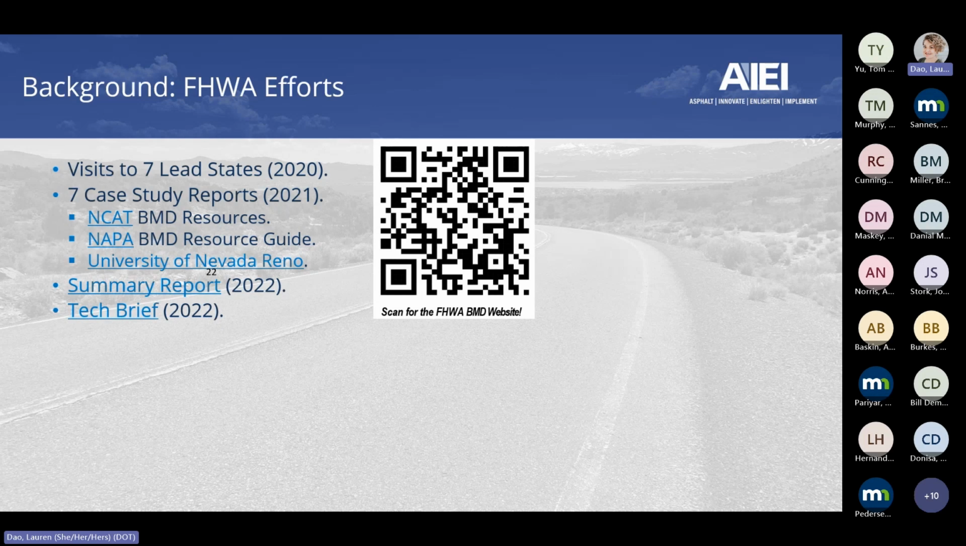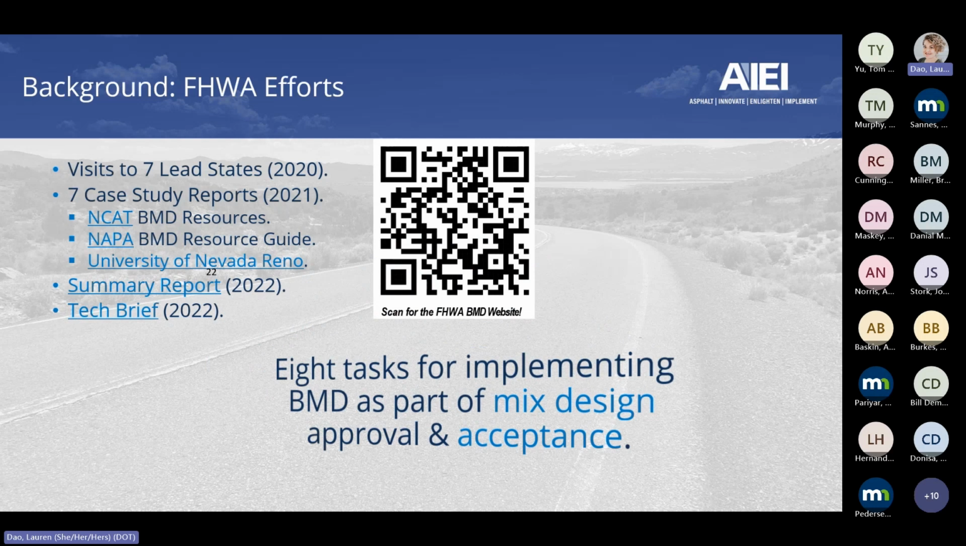Out of it came an overall summary report and a tech brief. Throughout that process, we identified tasks for the implementation of balanced mix design, maybe 12 tasks. In parallel, NCAT was doing their NCHRP study and came up with 16 tasks. Magically, we did the math, shuffled them, worked together, and ended up with 8 tasks, but with multiple subtasks. The content is still the same, but we shrank them into 8 tasks, and that's what the tech brief is about.